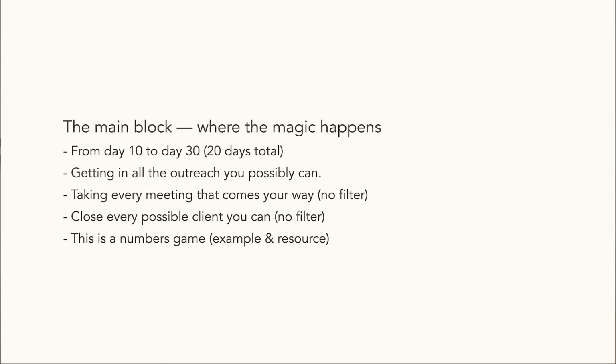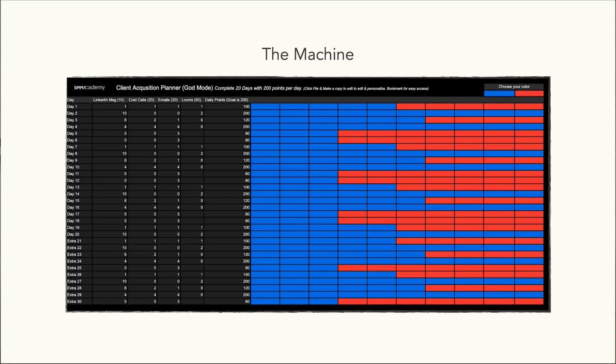Moving on to the last point in the main block, this is a numbers game, okay? And I'm going to give you an example of what I mean by this, and then I'm also going to present you with the free resource that I promised at the beginning of this video. So firstly, the resource here, the machine, or as we call it in the academy, the client acquisition planner. Now, as you can see, we've called this one God mode, and it's because it's a custom one that we've made just for this YouTube video, for this 45-day challenge.